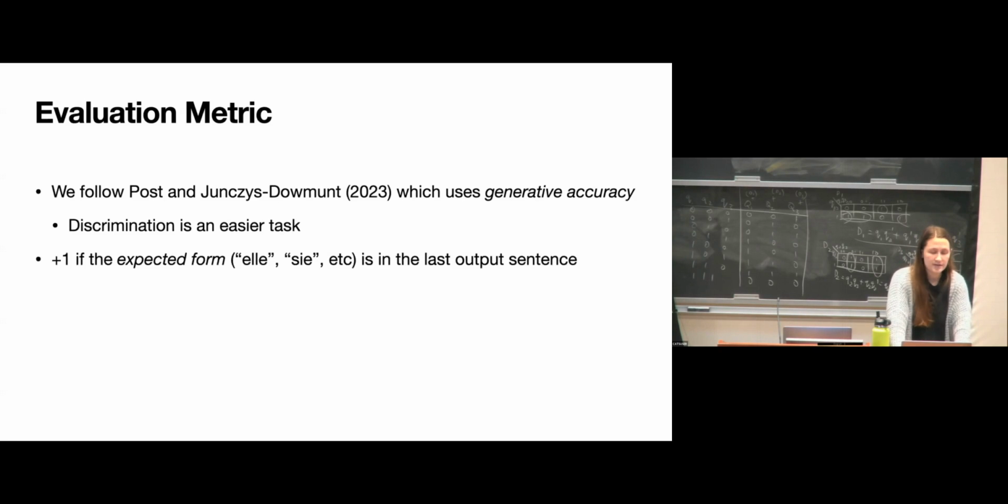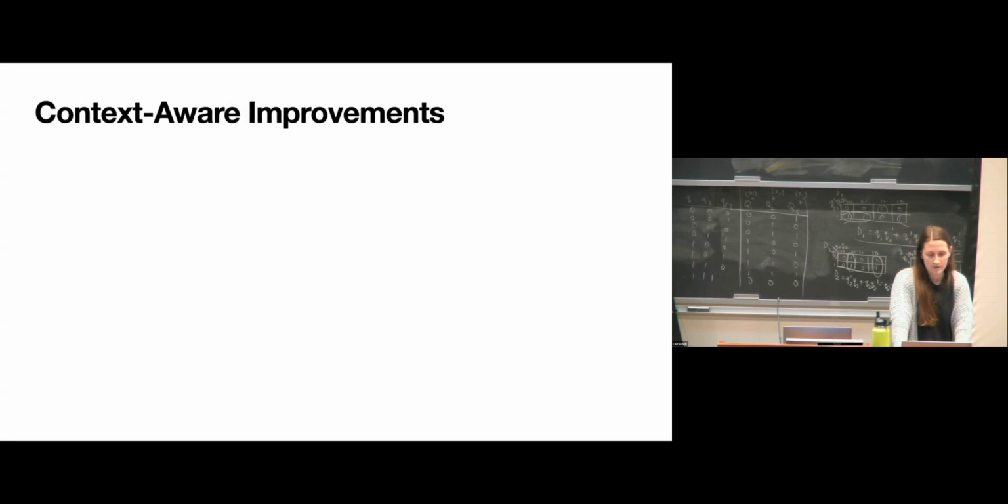So the metric itself is very straightforward. It's an accuracy. You get a point if the expected form, so in this case, one of the pronouns, is in the last output sentence, and you get no credit otherwise. So now if we look at the actual results.